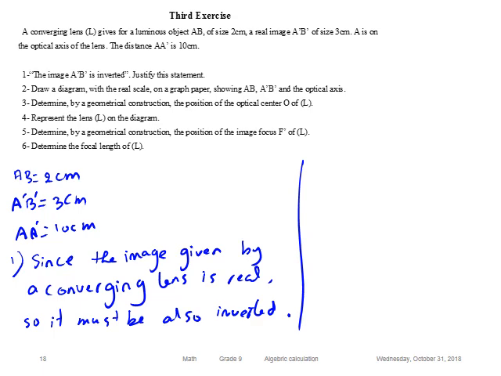Number 2. Draw a diagram with real scale on graph paper showing AB, A'B', and the optical axis. So draw the optical axis. Draw AB, 2 cm. The distance AA' is 10 cm. Then you draw the inverted image A'B', 3 cm.